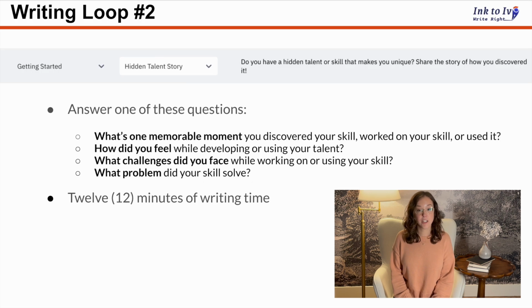It's time to return to your drafts to try to incorporate all the elements we've talked about in our narrative module. If you're feeling stuck, try to answer one of the following questions. What's one memorable moment you discovered your skill, worked on your skill, or used it? How did you feel while developing or using your talent? What challenge did you face while working on your skill? What problem did your skill solve? Feel free to refer back to these questions while you write. Go ahead and set a timer for 12 minutes and pause the video now.